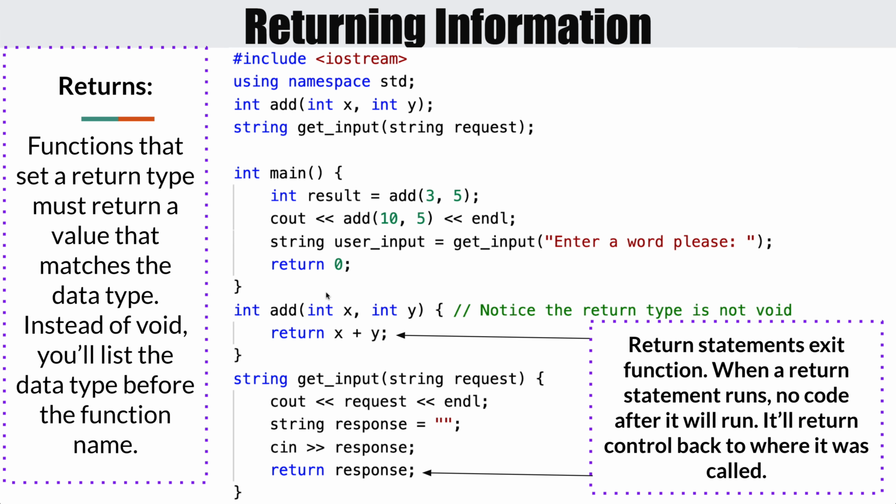Okay, so returning information. So returns, this is kind of going to bring us full circle here, right? So we just saw how to send information to a function, and now we want to be able to return information from a function.